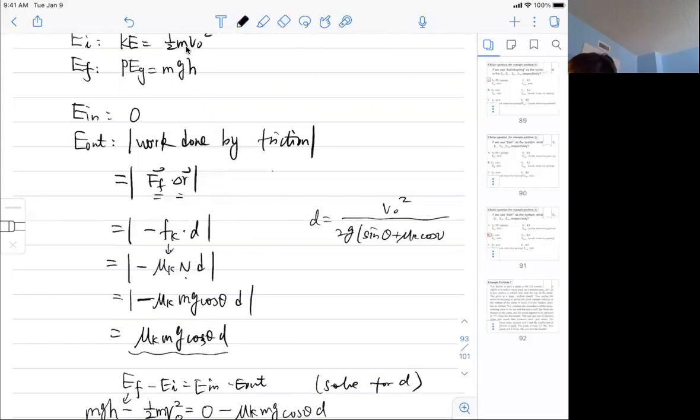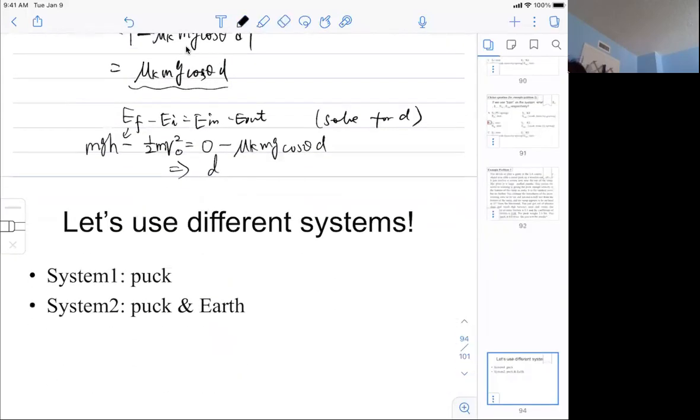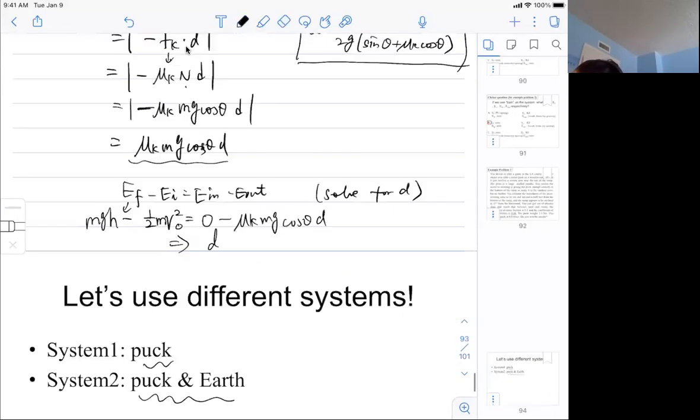I know I worked through this relatively quickly, but I encourage you to go home and look at, can you solve this problem using a different choice of system? I just used Puck and Earth. Can you use Puck? Can you do this again with Puck? Would you get the same result? So I encourage you to do that when you get a chance at home, okay?